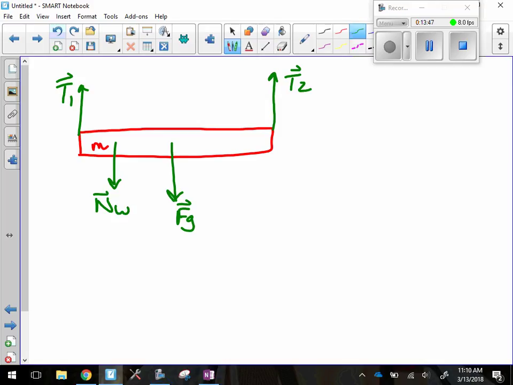Because that's the third law pair. If you were thinking about the window washer, the normal force would be the force of the scaffolding on the window washer. So hang on. The third law pair is going to be the force of the window washer on the scaffolding.